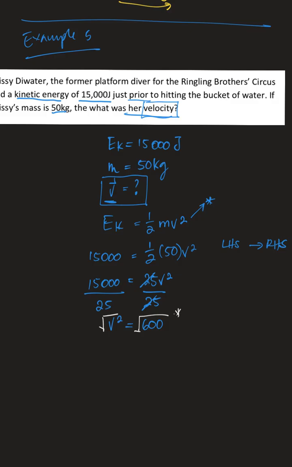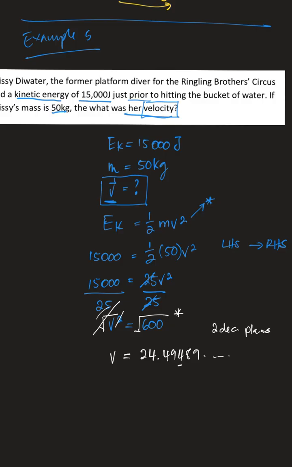This is important because I want velocity, not velocity squared. So if I put a square root over this left-hand side, then the square root and the square will cancel each other, and I've got velocity. The square root of 600, all right, I'm going to get 24.4949489 and so on. I must make sure I round off to 2 decimal places always.